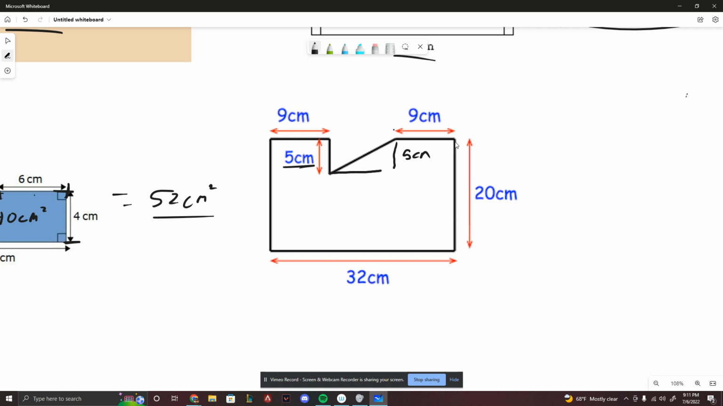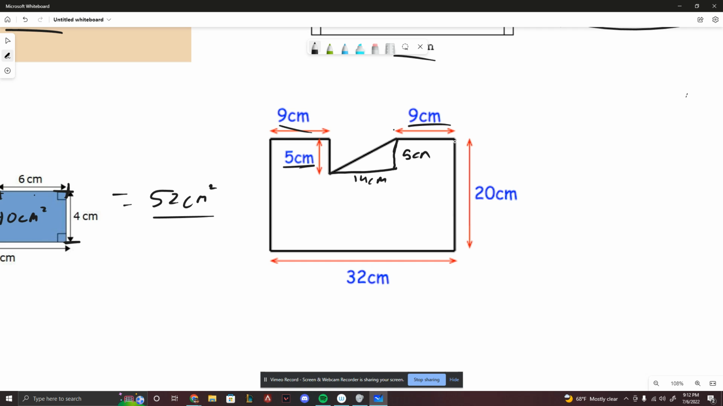So now if I make this my triangle, all of a sudden I have a 5 centimeter tall triangle with a horizontal distance I can also find because I have 9 centimeters here, 9 centimeters here, and if the whole thing is 32 centimeters, this middle part is going to be 32 minus 18, which is going to be 14 centimeters. So let me write this down. 14 centimeters.